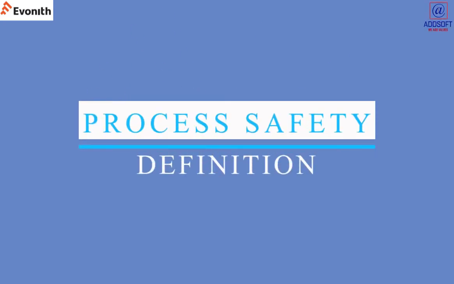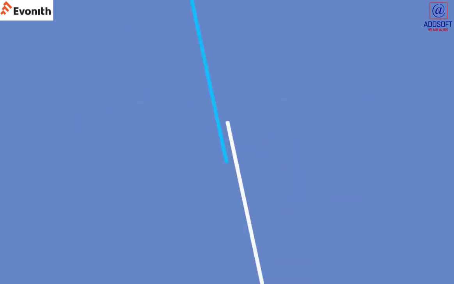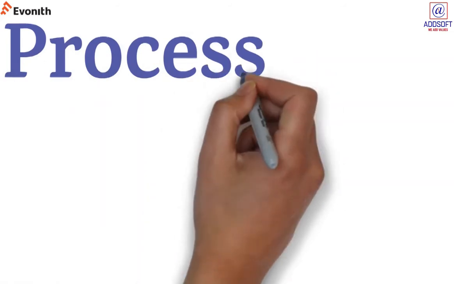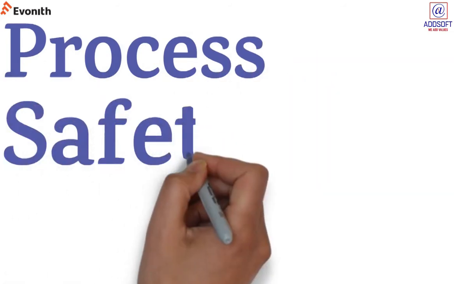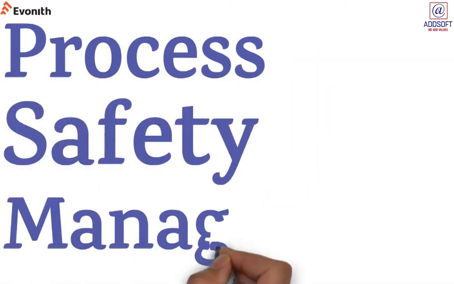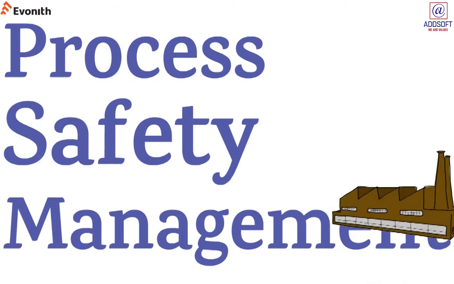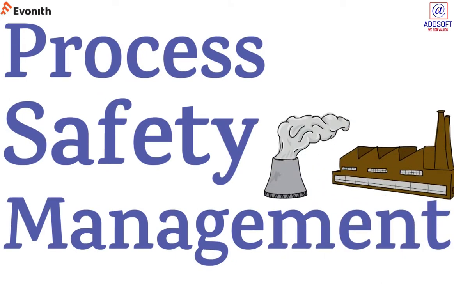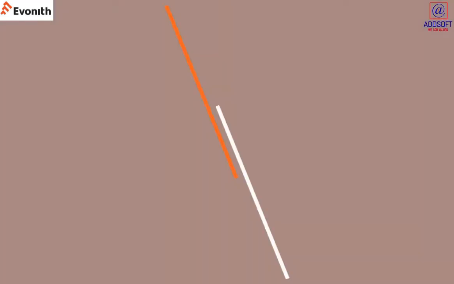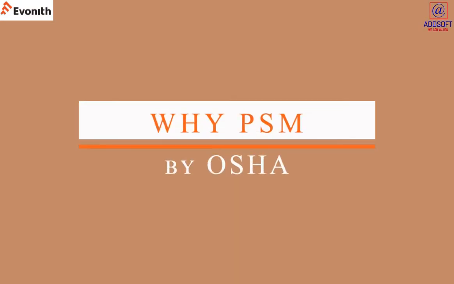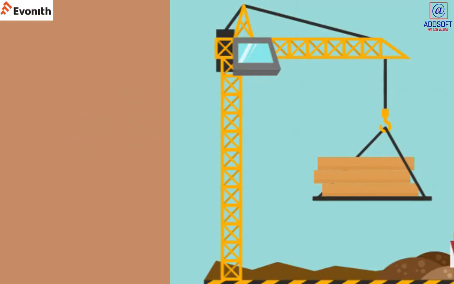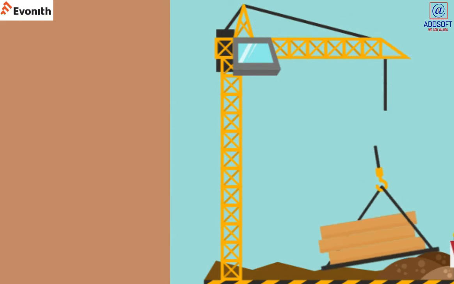Process safety definition. To prevent or minimize the consequences of catastrophic releases of toxic, reactive, flammable or explosive chemicals that may result in toxic, fire or explosion hazards. Why did OSHA develop PSM? Accidents usually happened during work due to negligence.